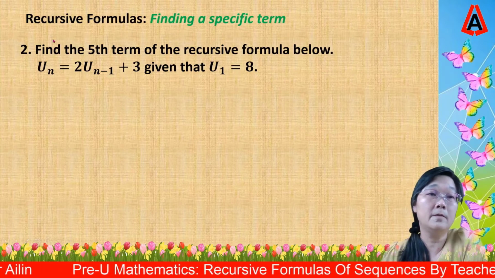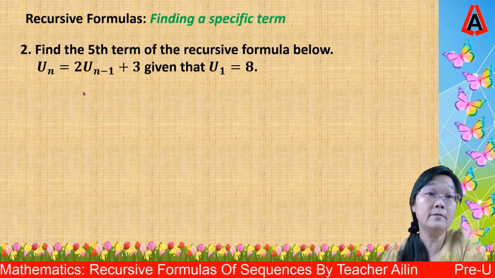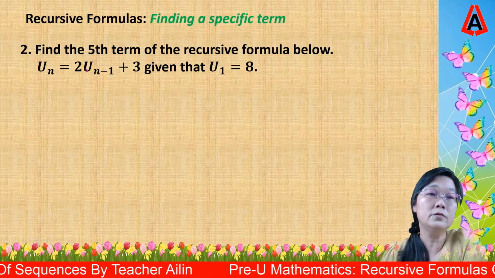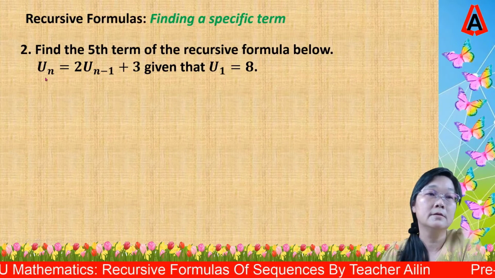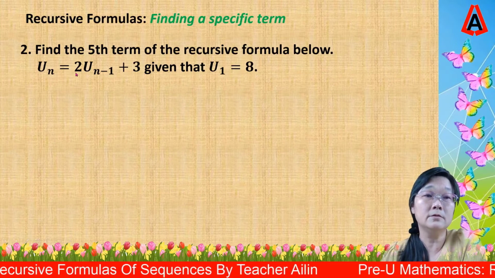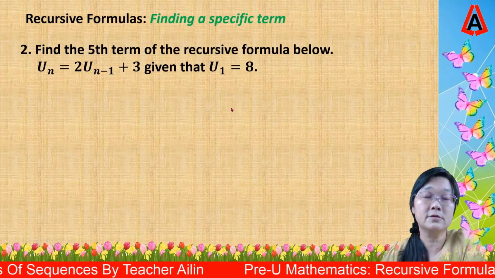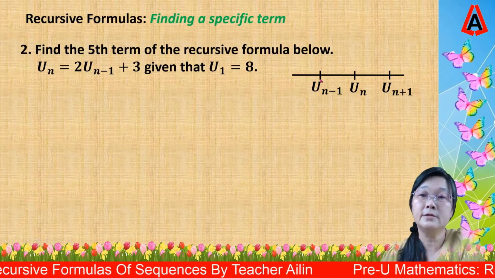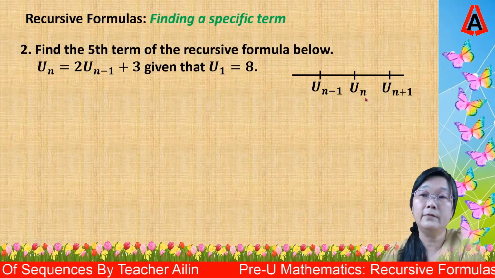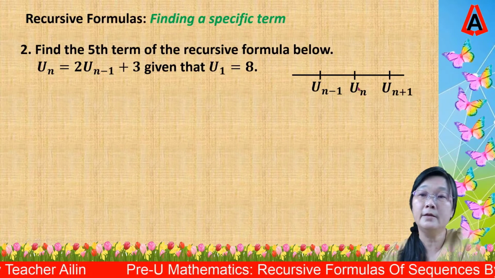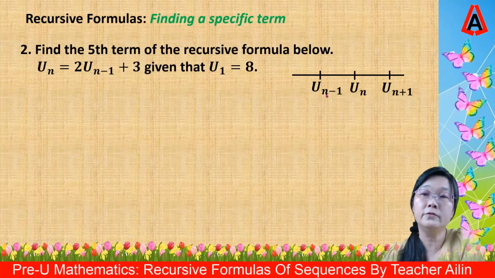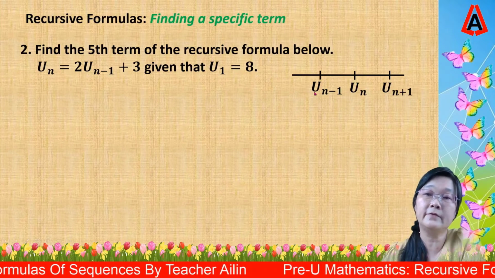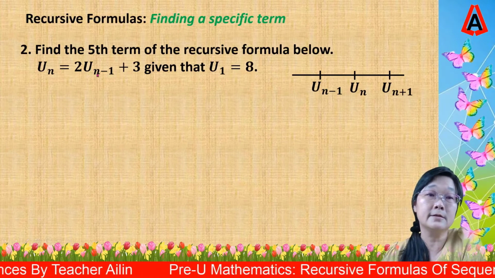So, from the formula, how do we know that that is a recursive formula? Now, when we look at here, un is equal to 2un minus 1 plus 3. So un depends on 2un minus 1 plus 3. When we look at the number line, for un, the previous term is un minus 1. So if we want to find the value of un, we must know the value of un minus 1, that is the previous term. So un depends on the previous term, that is n minus 1. So this is the recursive formula.